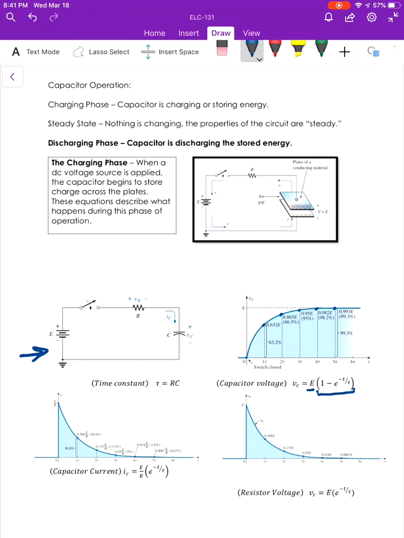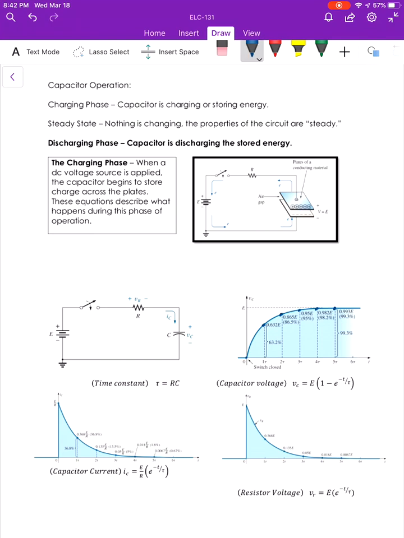And that tau, remember, we found that by multiplying the resistance of the circuit, or the effective resistance as seen by the capacitor, times the capacitance of the circuit. So I just wanted to refresh your memory on that.